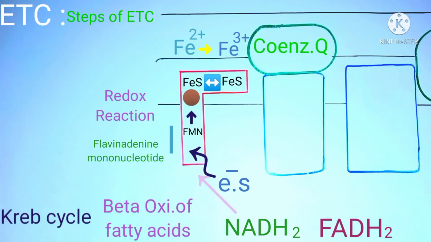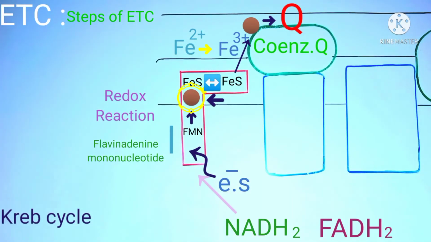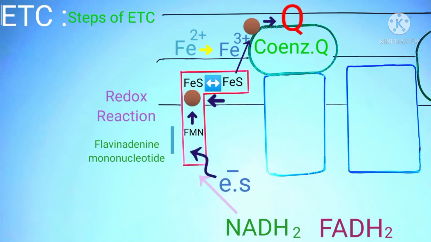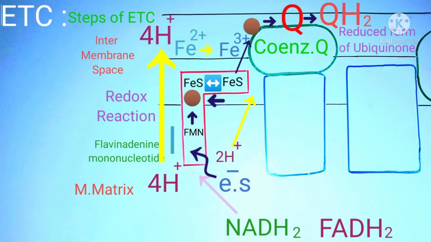During the next step, the iron sulfur proteins transfer these electrons to the coenzyme Q. Q is the ubiquinone, which is a freely permeable molecule inside the inner mitochondrial membrane. These redox reactions, also known as oxidation reduction reactions, generate energy which is utilized to pump 4 hydrogen ions from the matrix of the mitochondria into the intermembrane space. The coenzyme Q then associates 2 hydrogen ions from the matrix of the mitochondria and gets converted to the reduced form of ubiquinone.